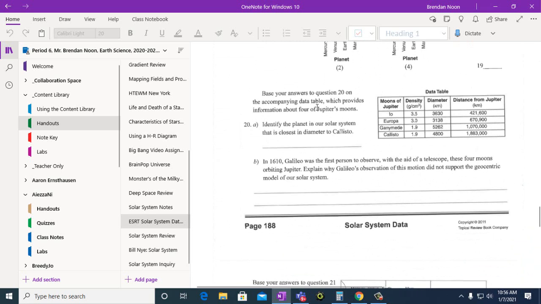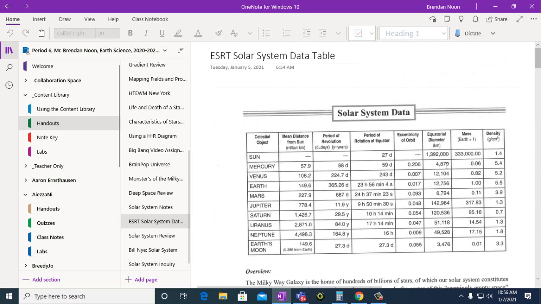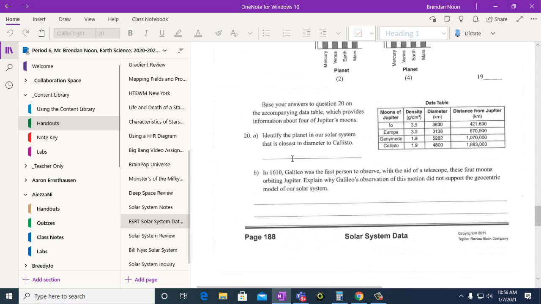All right, now we have, base your answer to question 20 on the accompanying data table, which provides information about 4 of Jupiter's moons. Identify the planet in our solar system that is closest in diameter to Callisto. So the diameter of Callisto is 4,800. So now we've got to find a planet that has something close to 4,800. Oh, that's Mercury. So there you go. Mercury is what you write here.